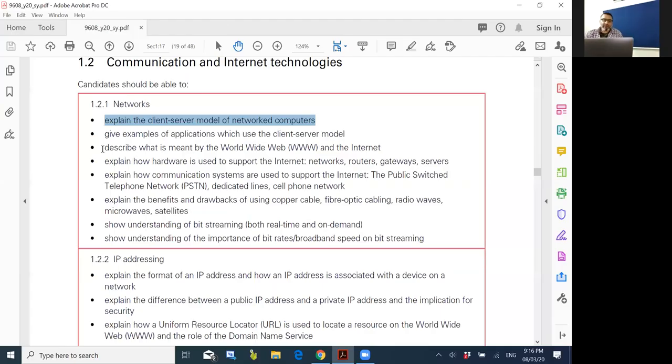Now, after the client server model, we have this point, which says to describe what is meant by the World Wide Web and the internet. First we have to understand the difference between the World Wide Web and the internet. People, I believe, use these words interchangeably, and they think that they are mostly the same. That's not the case. There are fundamental differences between the internet and the World Wide Web. The internet is a massive network of networks, which are made up of various computers and electronic devices all over the world. The internet is an infrastructure. The World Wide Web is a service running over this infrastructure.